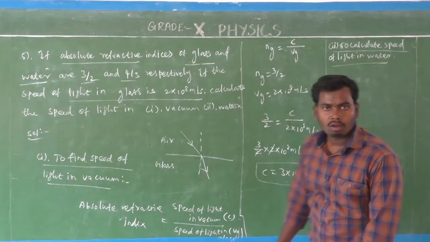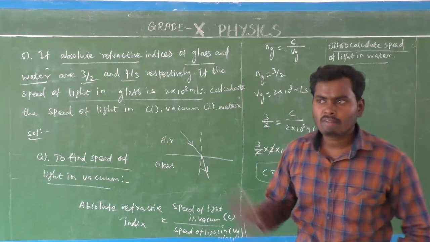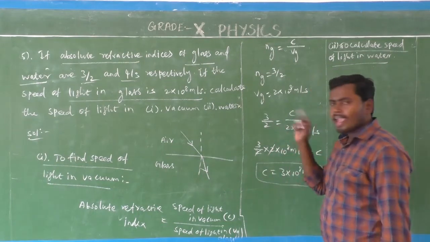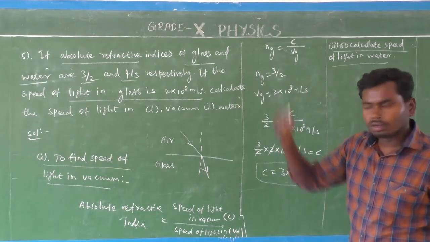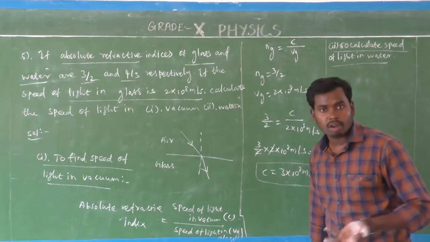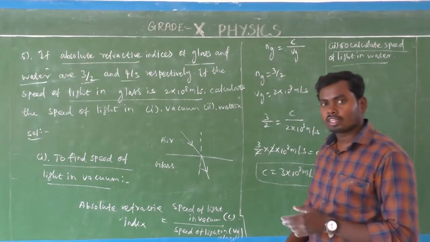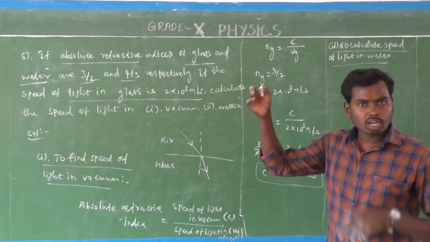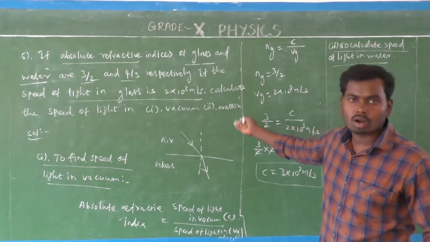Calculate the speed of light in water. Here, light goes from where to where? Here light goes from vacuum into water, because it's the absolute refractive index. In the absolute refractive index, light always goes from vacuum into another medium. What is the other medium here? The other medium is water, isn't it?